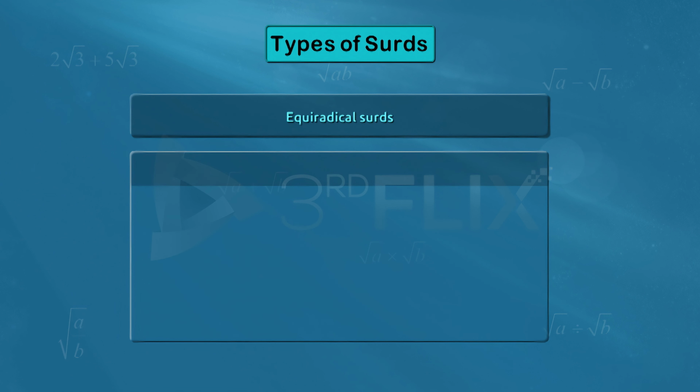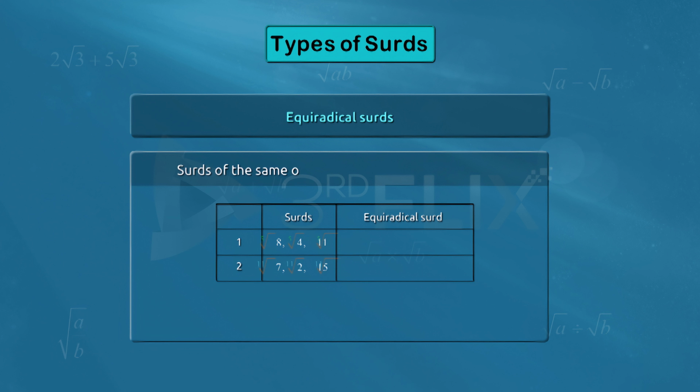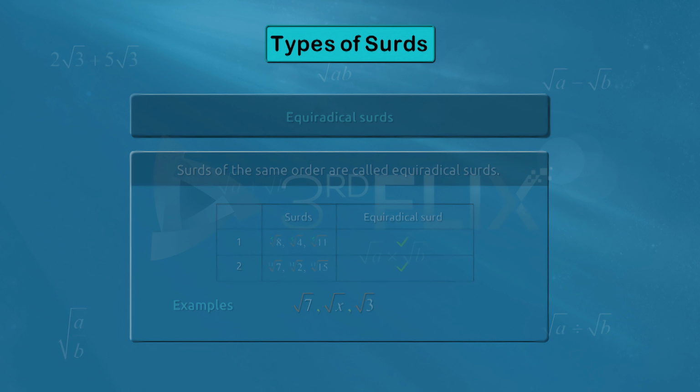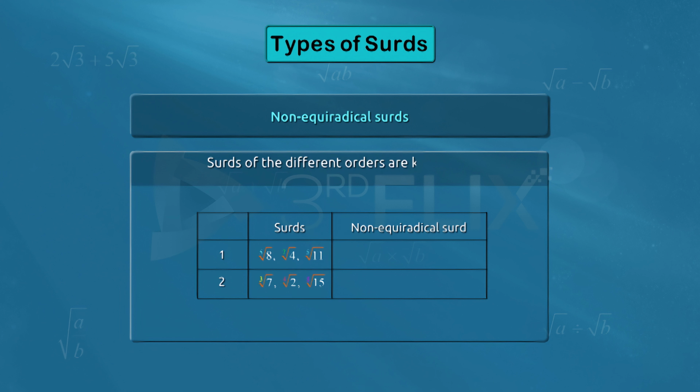Equiradical surds. Surds of the same order are called equiradical surds. Examples: root 7, root x, root 3. Non-equiradical surds. Surds of different orders are known as non-equiradical surds. Examples: root 7, cube root of 5, fourth root of y.